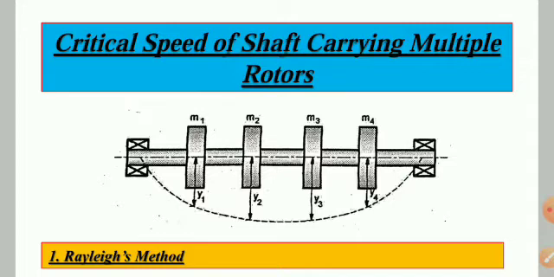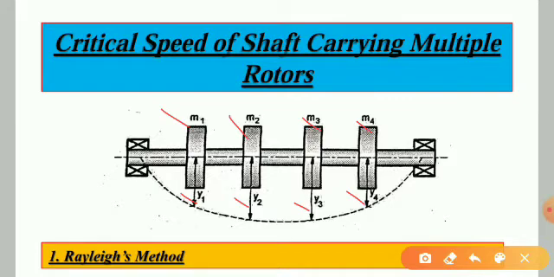For this, consider a shaft having negligible inertia and carrying multiple rotors. Let M1, M2, M3, M4 be the mass of each rotor, and Y1, Y2, Y3 and Y4 be the corresponding deflections. The critical speed of a shaft carrying a number of rotors can be determined by two methods.